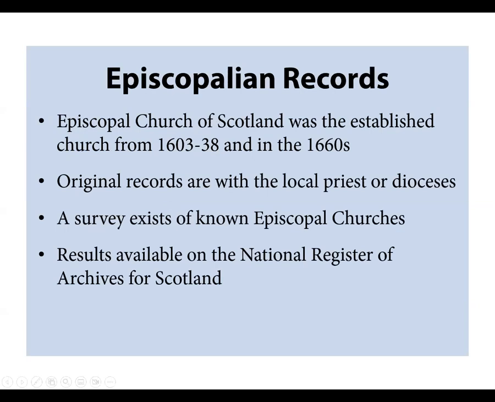Episcopalian records. The Episcopal Church of Scotland was established from 1603 to 1638 as the official church, and then also in the 1660s. Original records are with the local priest or the diocese. A survey exists of known Episcopal churches, so you don't have to seek too far to find that. Results are available from the National Register of Archives for Scotland.